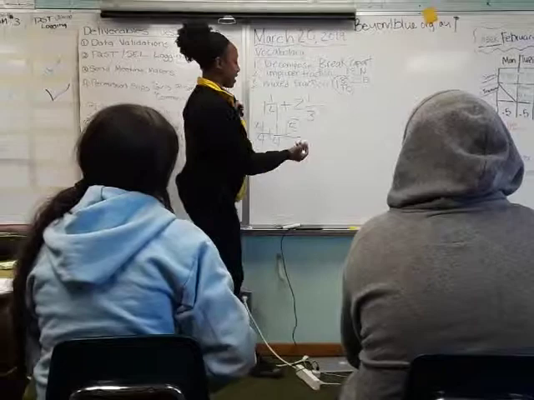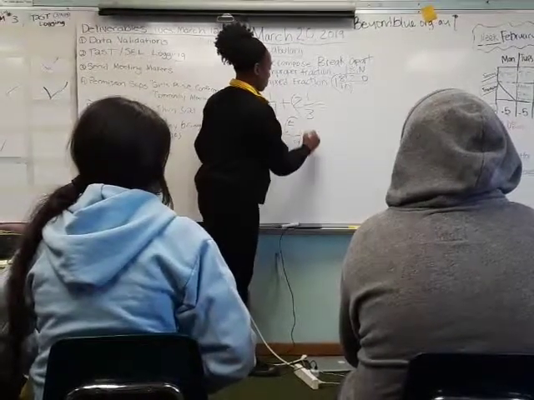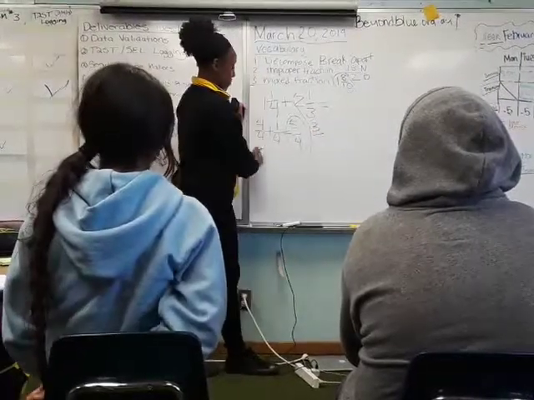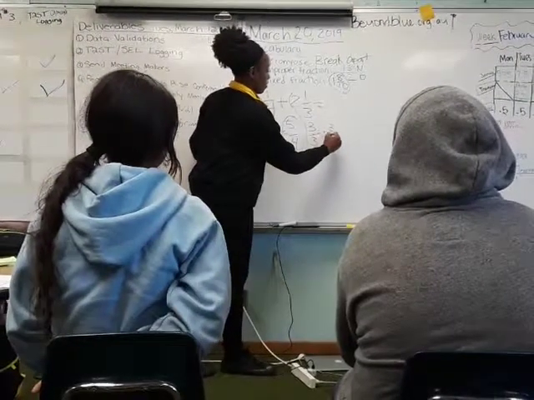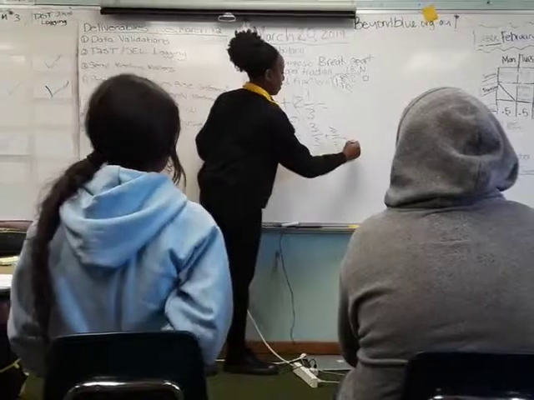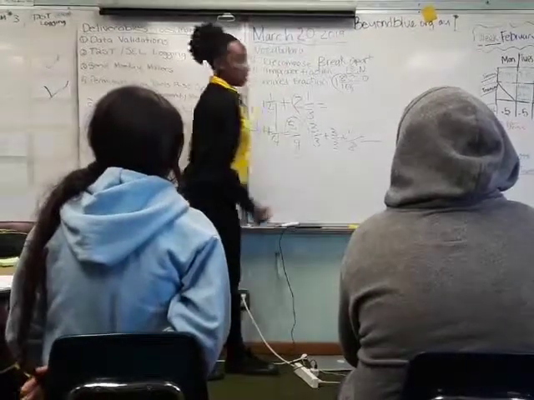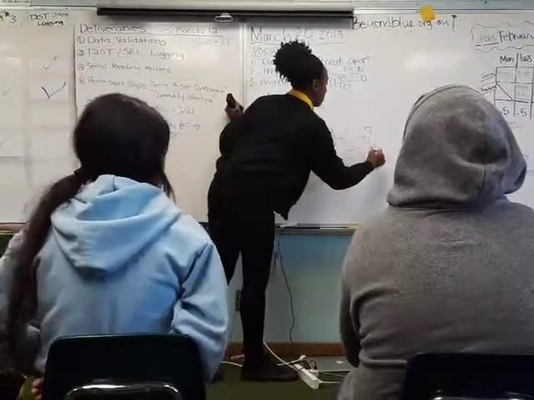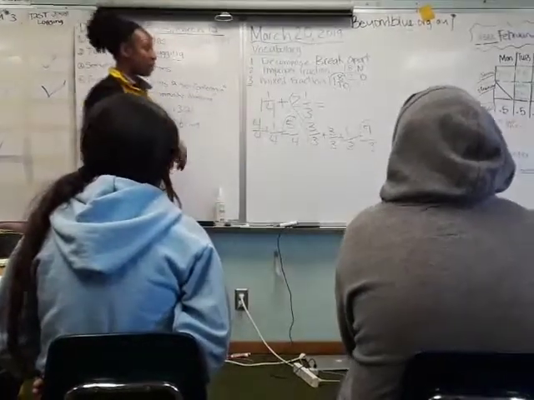Very good. And how is that going to look, Natalie? 3/3, remember? 3 over 3 plus 3 over 3 plus 1/3. Very good. And what is that answer? 7 over 3. Very good. So these are our new fractions.